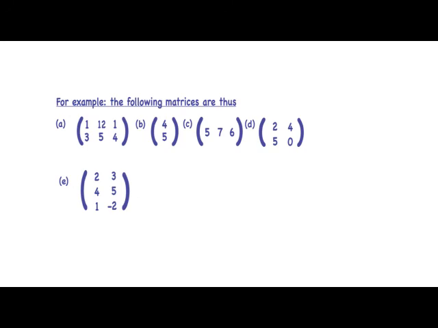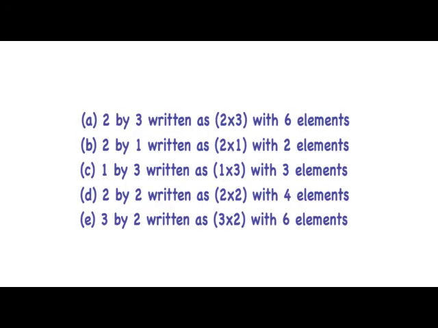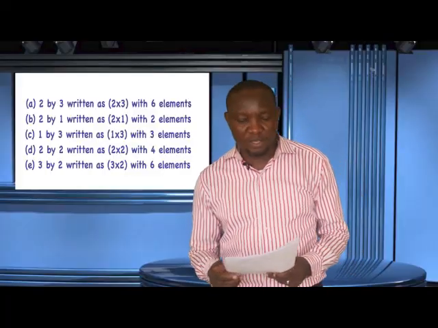With these matrices that have been given to you as an example, we can represent the order of a matrix. The first example given is a 2 by 3 matrix, which means you have 2 rows with 3 columns. The other one is a 2 by 1 matrix, which means it has 2 rows and 1 column. The third one is a 1 by 3 matrix, which means it has 1 row and 3 columns. Then the fourth one is a 2 by 2 matrix, which means it has 2 rows and 2 columns. And finally, the last one is a 3 by 2 matrix, which means it has 3 rows and 2 columns.